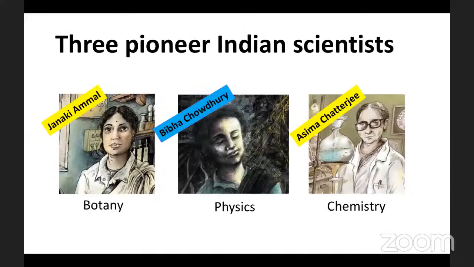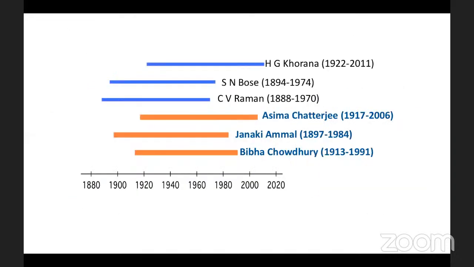But before going to Janaki Ammal, I wanted to show you this slide. In this slide, I have shown the lifespan of these three scientists, Oshima, Janaki, and Bibha, and superimposed them with the lifespan of C.V. Raman, Satyendranath Bose, and Hargobind Khurana. We know these three names. So if you look at them, you have an idea how contemporary these three women I'm going to talk about today are with people who we know.